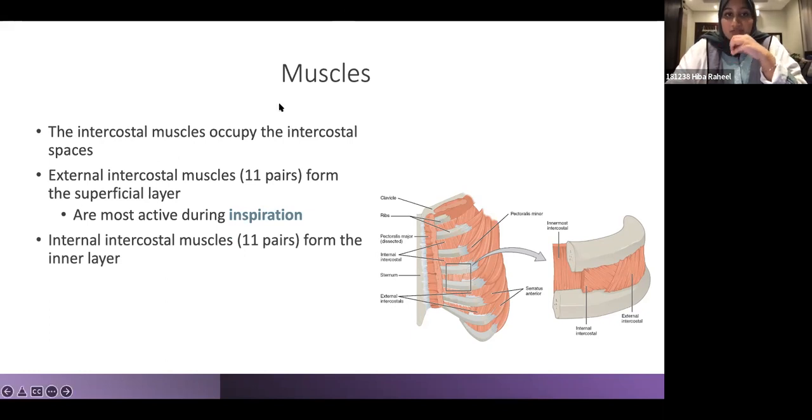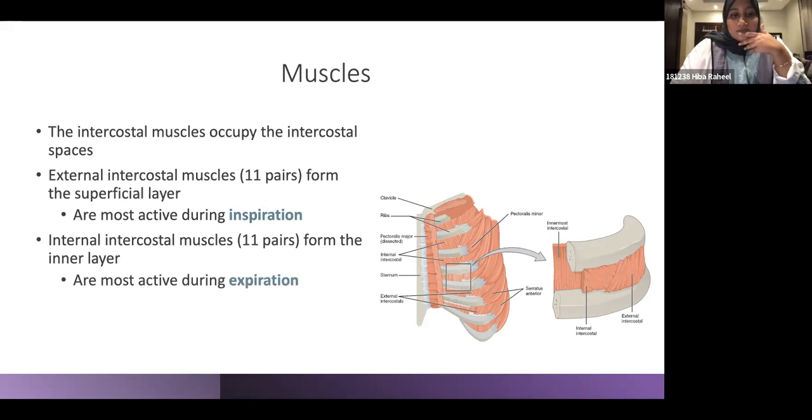The internal intercostal muscle is also 11 pairs, and they form the inner layer, okay? So not the innermost, the inner layer. So we have external intercostal, then the internal intercostal, okay? And they're most active during expiration. Why? Because of the way the fibers of these muscles are oriented. That's what determines whether it's important during inspiration or expiration.